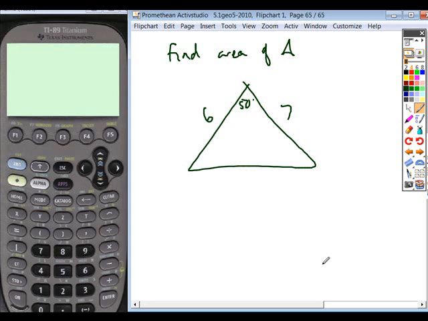Is anybody making progress? Have any ideas? Sure.